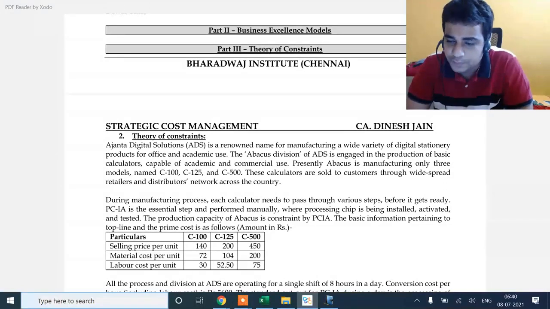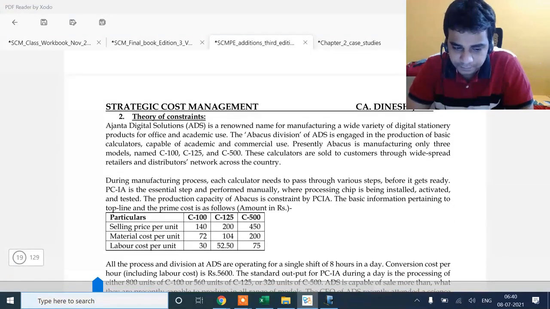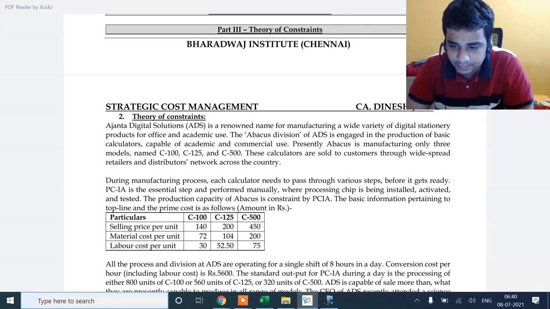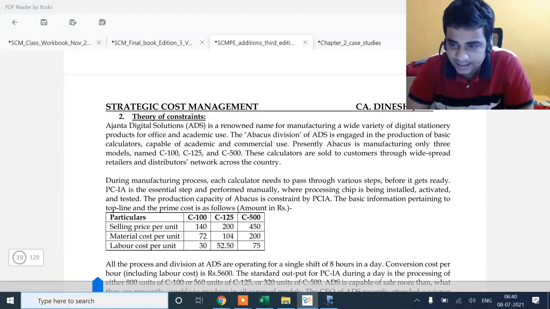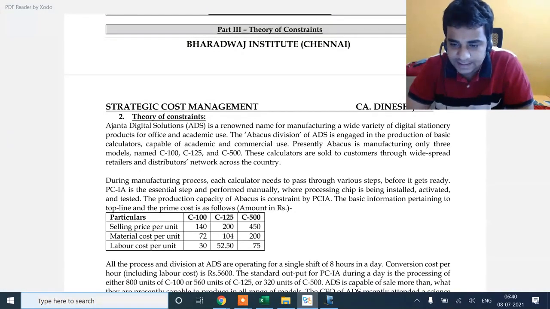Question 2 of the additional material. Additional material, page 19. Question 2, page 19.